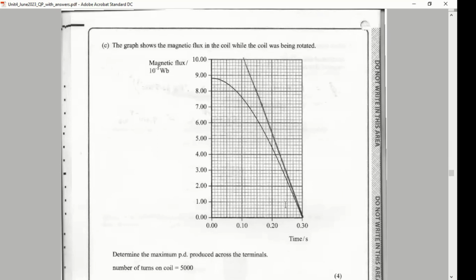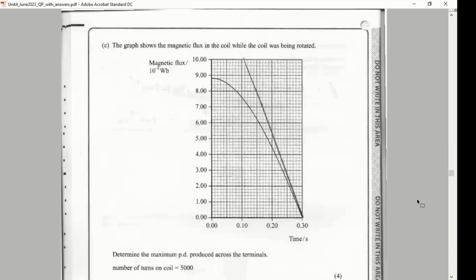And it says here, determine the maximum PD produced across the terminals. The maximum PD. Usually they ask you for average PD, but here they want maximum PD. And you should be aware that the maximum PD will be produced when the rate of change of flux linkage is at a maximum. So when the line is steepest. And the line is steepest at 0.3 seconds at the bottom there.